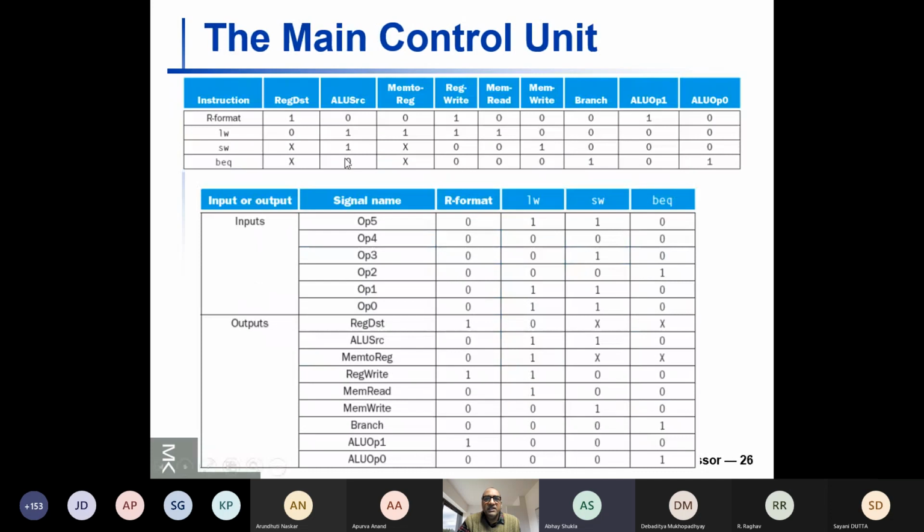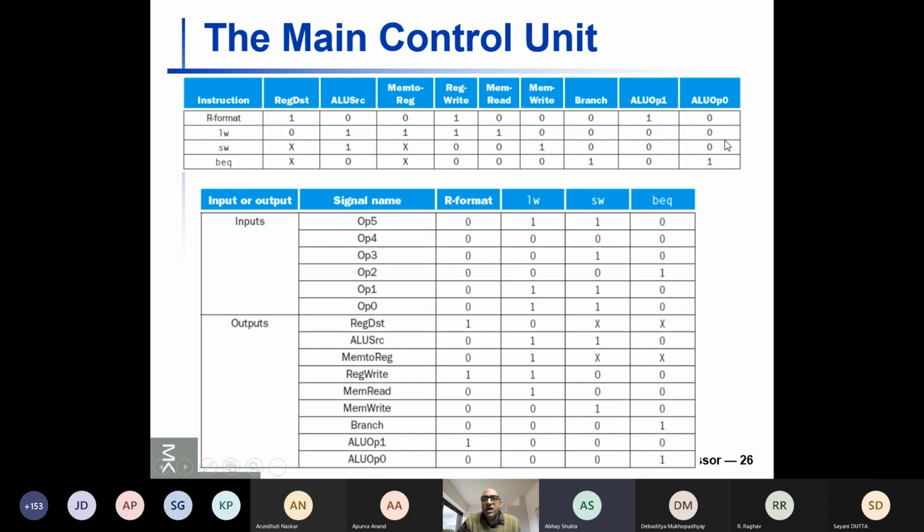So this is the overall main controller output. In case of the main controller, the input is only 6 bits. You can see the 6 bits. The 6 bits are nothing but the opcode, and from the opcode you need to generate these 9 outputs.